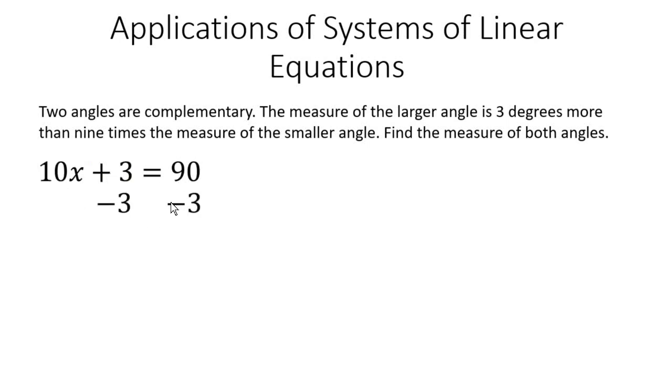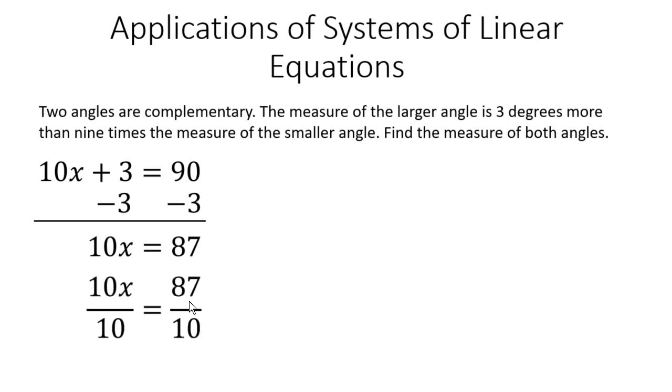I subtract 3 from both sides. This is a two-step problem. And when I subtract 3, I get 10x on the left side is equal to 90 minus 3, 87 on the right side. Then the last step is to divide both sides by 10. So I divide the left side by 10 and I just get x. Divide the right side by 10 and 87 over 10 is equal to 8.7. So the smaller angle is 8.7 degrees.